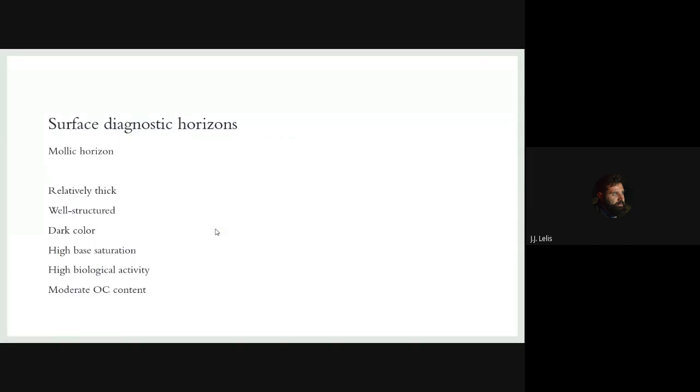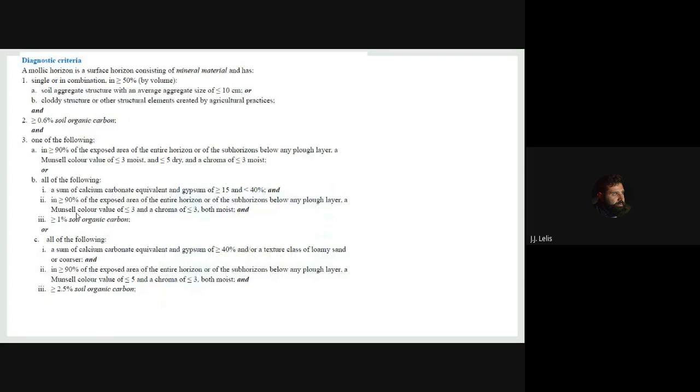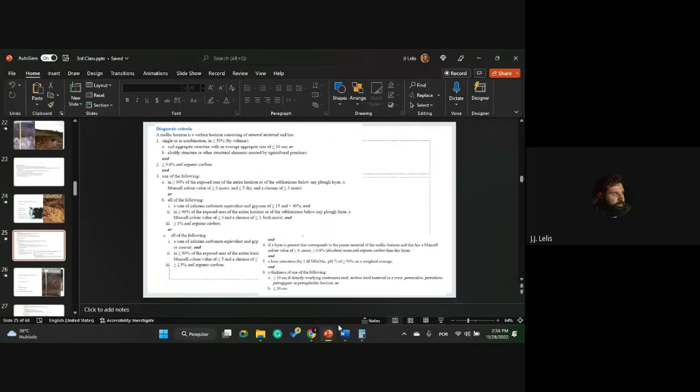And we have right now a mollic horizon that possesses a high base saturation, evidence of high biological activity, and dark colors. It should possess a strong grade, and let's see. It should possess soil aggregation with aggregates that are equal to or smaller than 10 centimeters. We don't have this information, but we can see here.